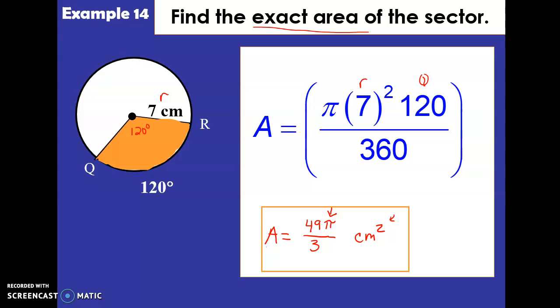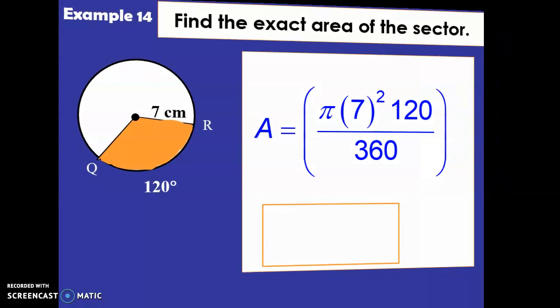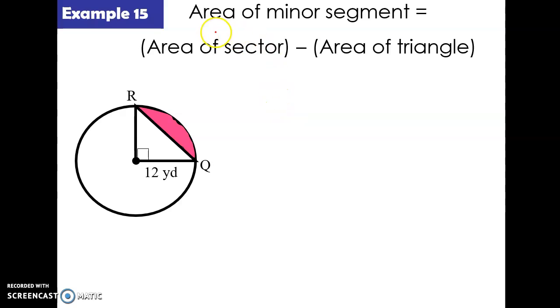All right, let's look at a little application of this, combine some of our skills. How to find the area of a minor segment. That's this area shaded for you in pink. This is what we're looking for the area of. So we're going to take the area of the whole sector cut by the central angle and subtract the area of the triangle.